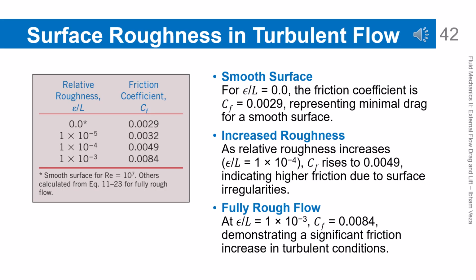Effect of surface roughness on friction coefficient in turbulent flow. On a very smooth surface, the friction coefficient is relatively small. As the relative roughness increases, the friction coefficient also increases significantly. In fully rough conditions, friction becomes much larger because of strong disturbances in the near-wall flow. This shows that surface condition has a strong influence on friction drag. In engineering design, surface quality becomes an important factor.